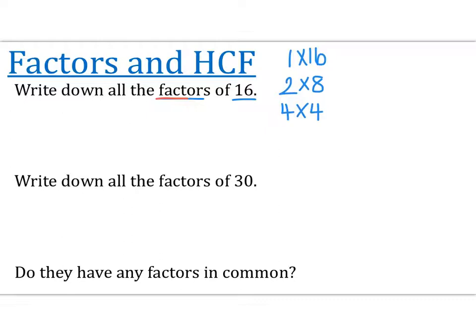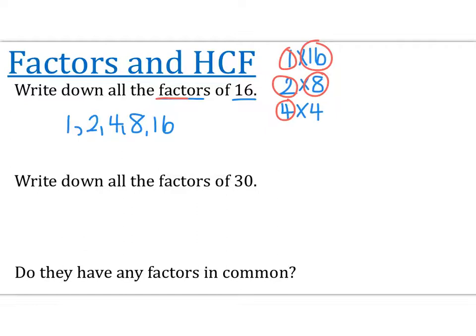And then all of these numbers that we've just written down, 1, 2, 4, 8, and 16, these are all the factors of 16. So the factors would be 1, 2, 4, 8, and 16. Now you don't actually have to write them in order like that. I just like to do it because I think it looks really nice.